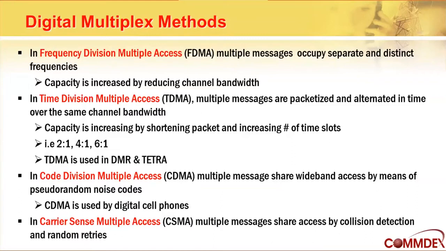There are other types of multiplex methods primarily used in cell phones. Code division multiple access, where we have spread spectrum and pseudo-random noise codes and all that, which we won't get into today. Also, another method is called carrier sense multiple access that allows channels to share, but if there's a collision, it will have collision detection and retry. But again, FDMA and TDMA will be the two that we'll be focusing on.